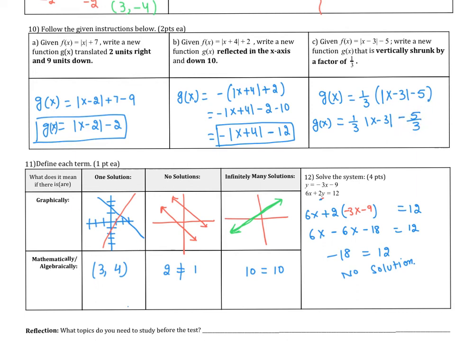For number 11, define each term. Graphically, one solution is when two lines cut each other at a certain point. For no solution, there are two parallel lines. It means they are not cutting at any point, so this means no solution. Infinitely many solutions is when it's the same line on top of each other, which means the line touches the other line infinitely many times.